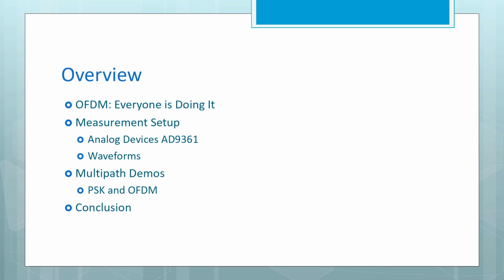Here's the overview of the video. First, we'll talk about OFDM and how that has become the waveform of choice for so many different consumer standards. Then we'll move to the measurement setup and show you the Analog Devices AD9361 chip that we're using and how we're making these measurements. We'll talk about the waveforms that we'll be using, and then we'll jump into doing some multipath demos. We're going to be comparing some PSK phase shift keying waveforms with the orthogonal frequency domain multiplex waveforms, and then we'll have a conclusion.